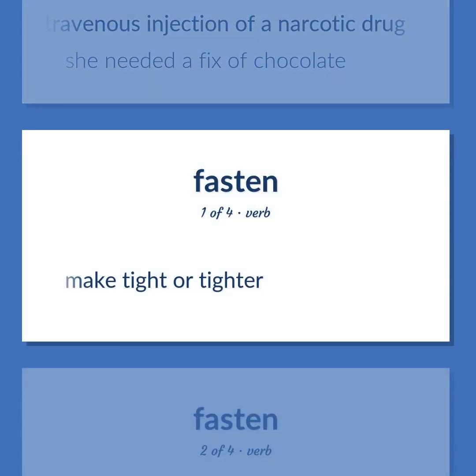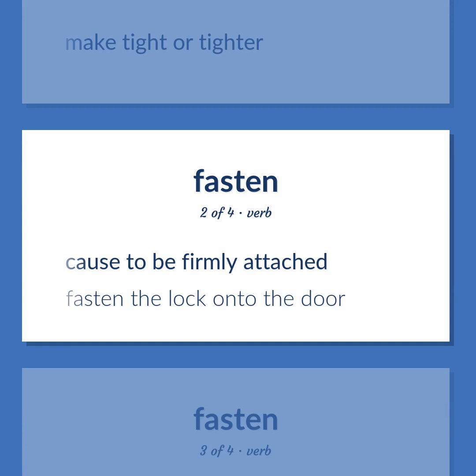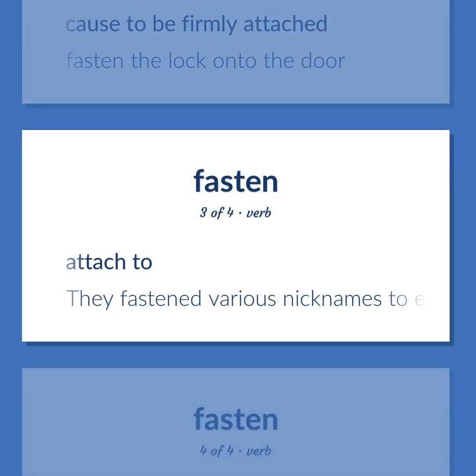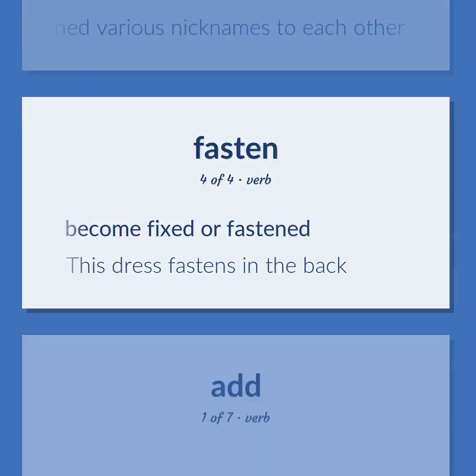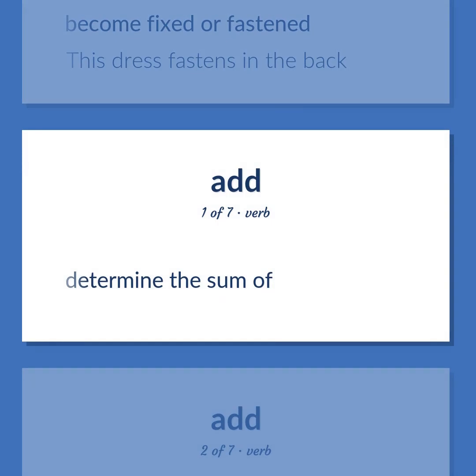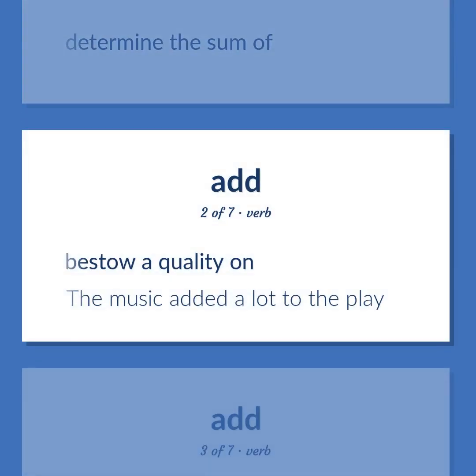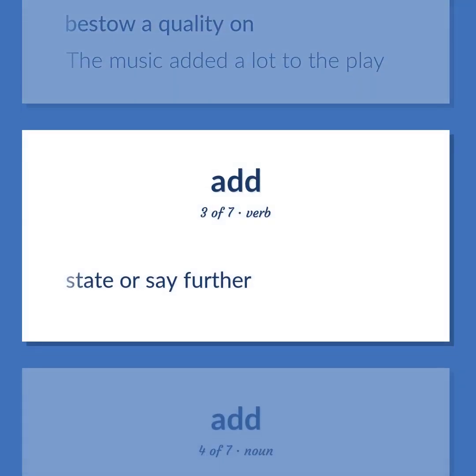Make tight or tighter. Cause to be firmly attached. Fasten the lock onto the door. Attach to. They fastened various nicknames to each other. Become fixed or fastened. This dress fastens in the back. Determine the sum of. Bestow a quality on. The music added a lot to the play. State or say further.